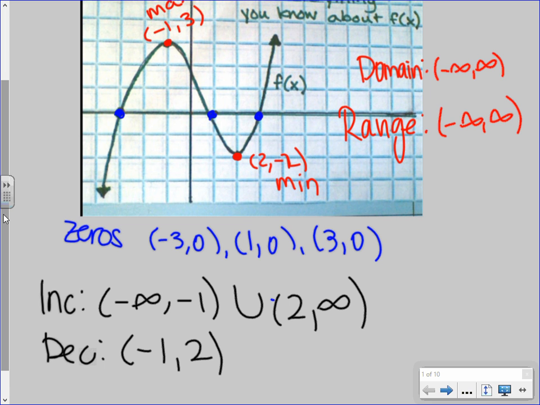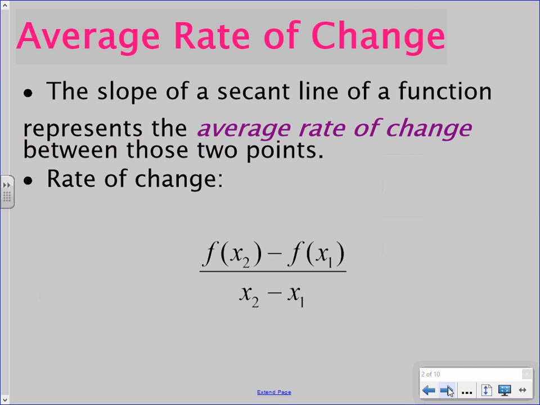Now, slope is really nice, and we can do a lot of cool things with slope. But only lines have slope. Okay? So we're going to talk about what's called the average rate of change. Okay? So if we have a function that is not a line, we can calculate the average rate of change, which is basically the slope of the secant line. Okay, so this is what I'm going to do.